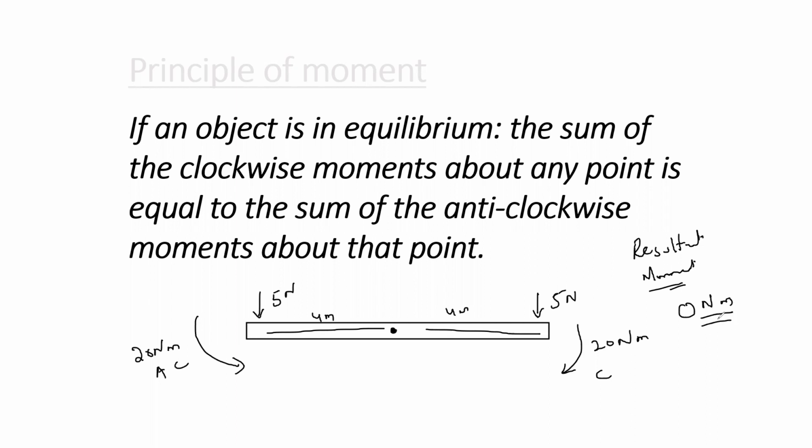So according to the principle of moments, if the total clockwise moment is equal to the total anti-clockwise moment, then the object will be balanced, the object will be in equilibrium. This object will not rotate either clockwise or anti-clockwise because the moments are balanced. Is it clear? The principle of equilibrium says that the object will not rotate, the object will be balanced, if the clockwise moment is equal to the anti-clockwise moment.